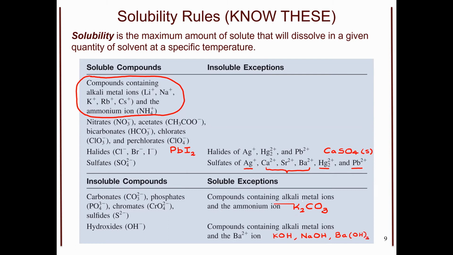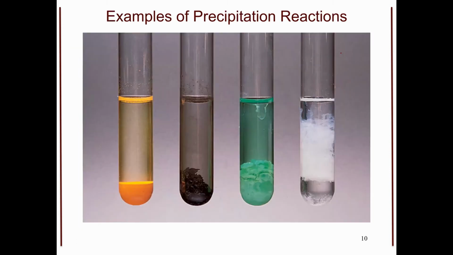Now, these rules don't cover every possibility, and we will use some understanding about what we combine in what other parts, but for the most part, this will give you a really nice guide for about 90% of the compounds that you are going to see in your general chemistry. So let's look at some examples of the precipitation reactions.